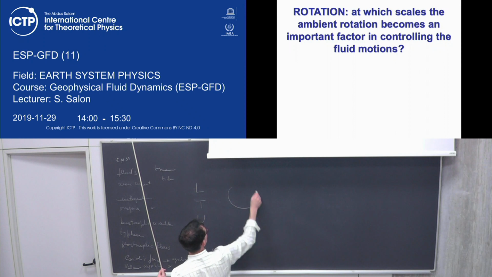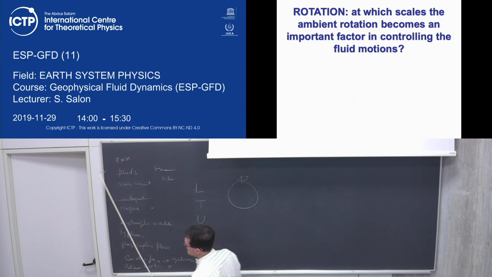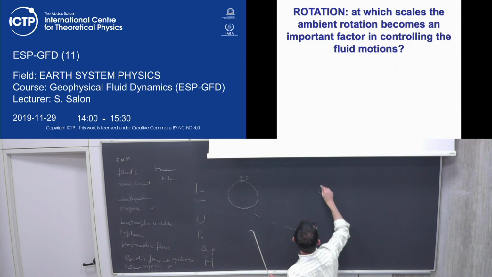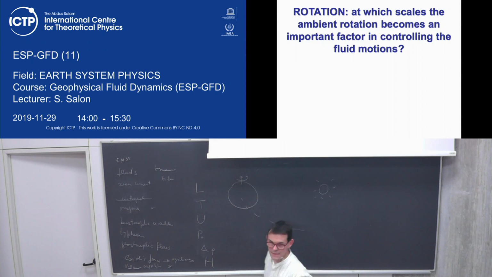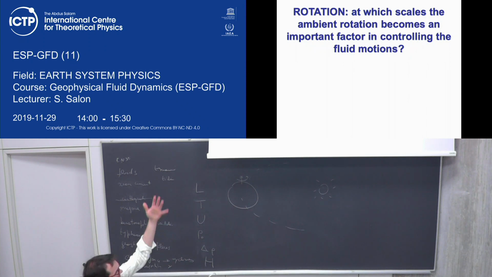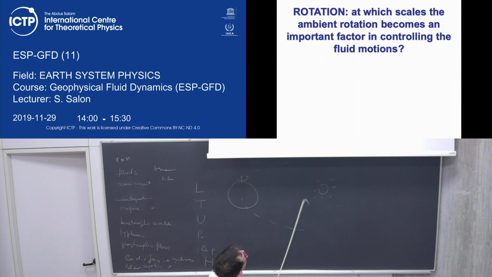Our Earth is rotating around the axis of rotation. Of course, our Earth is also rotating around the Sun. We just stop here, because we could go on to very large scales, but this is more than enough. So the ambient rotation is this one. How much is the ambient rotation of the Earth? 24 hours. Okay, so this is a measure of time, not a measure of rotation. We will see very fast.